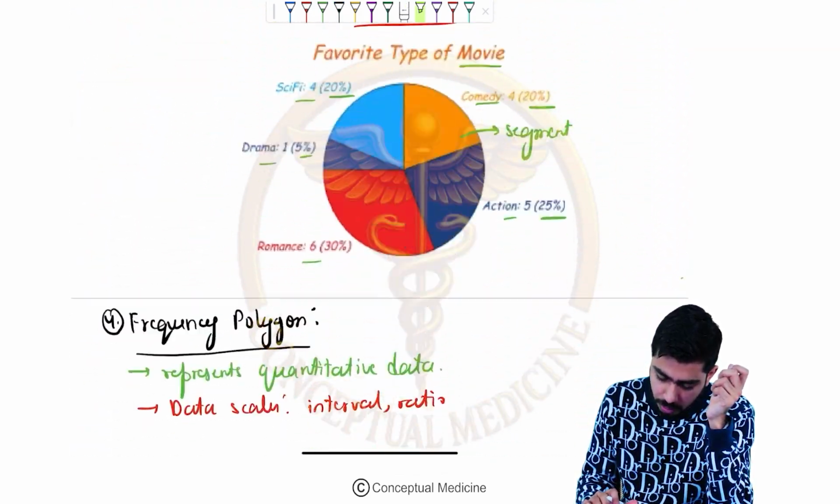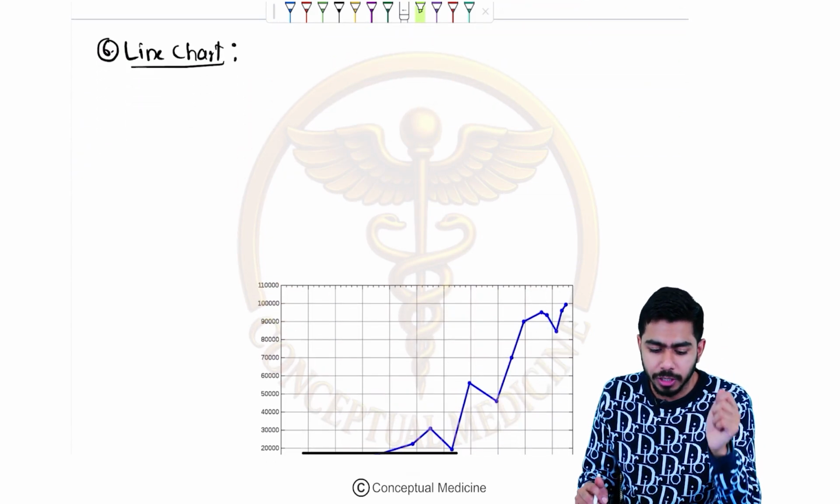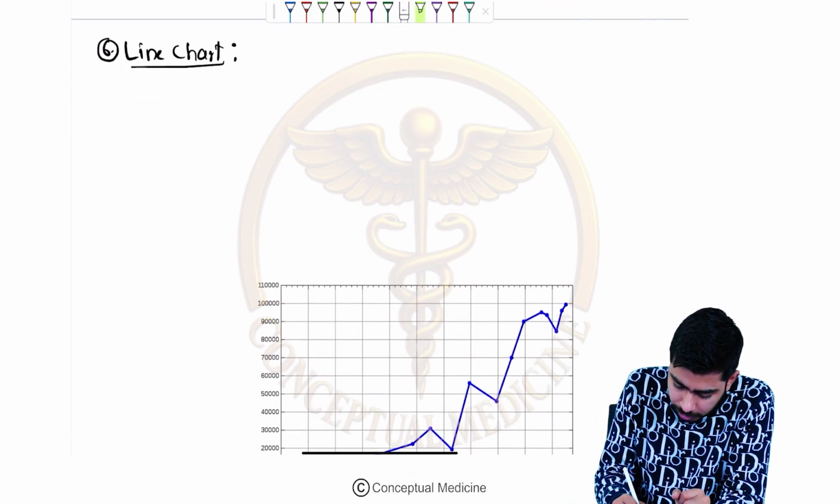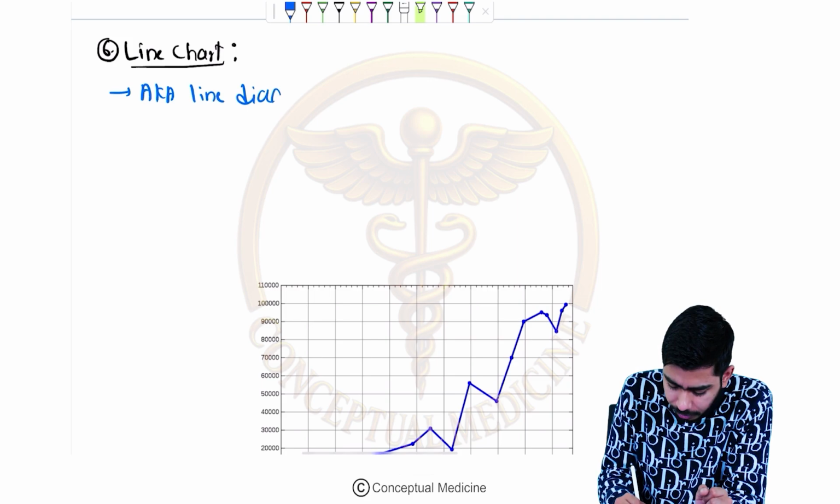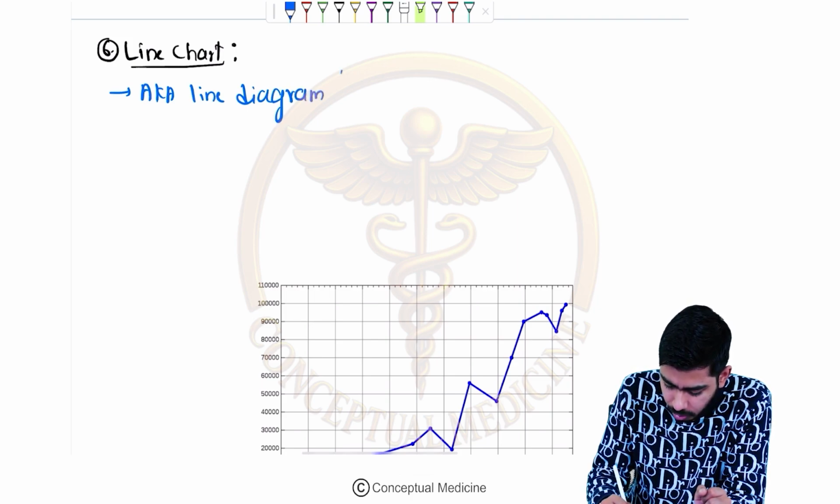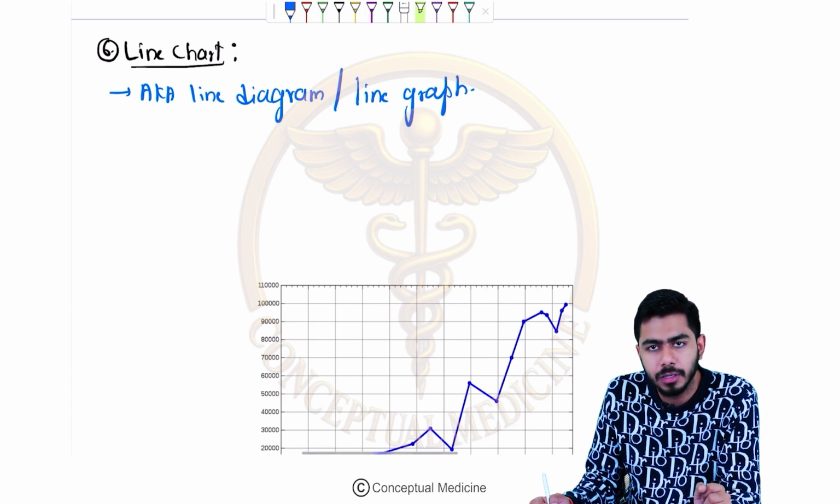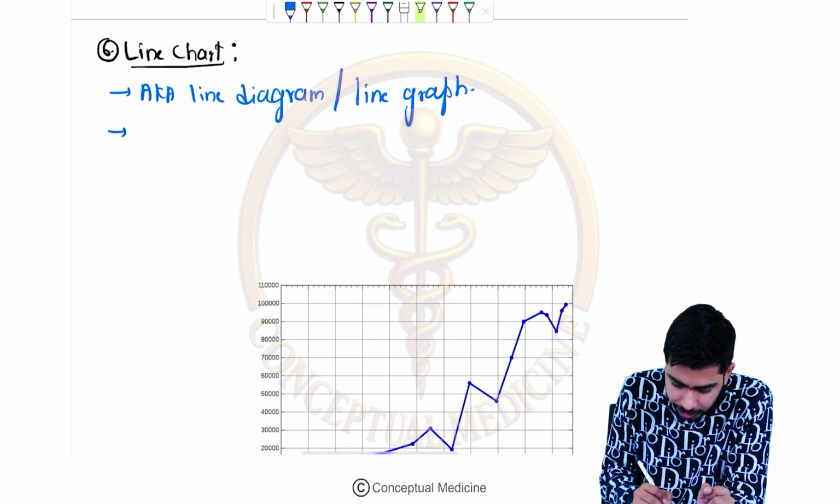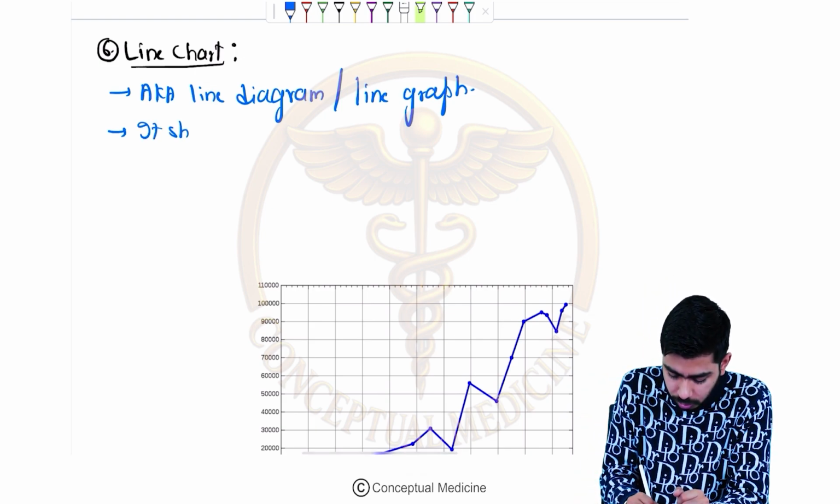So over here let's talk about that as well. What about the line chart, right? If you talk about the line chart over here, guys, this is also known as the line graph or line diagram. Clear? Second point over here is that it is showing us the trend of events, right? It shows the trend of events.